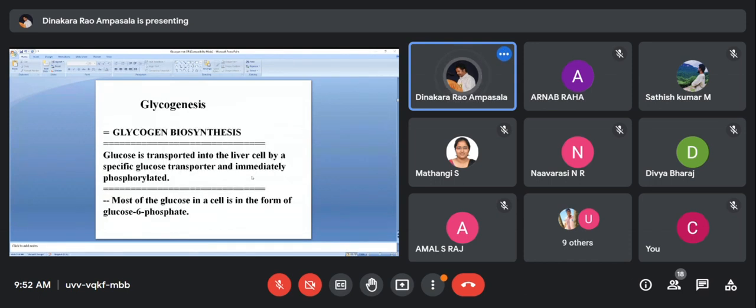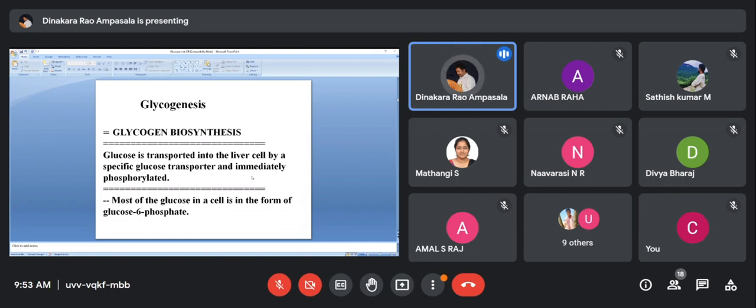So now, glycogen biosynthesis. Glucose is transported into liver cells by a specific glucose transporter protein. We have seen in glycolysis how glucose molecules enter the cell and how they are trapped inside the cell. Those proteins are called glucose transporting proteins, and they transfer glucose from outside to inside. When glucose is not phosphorylated inside the cell, it is transported back outside.